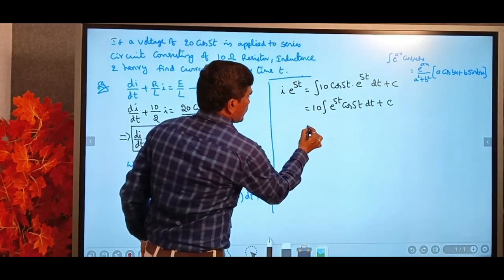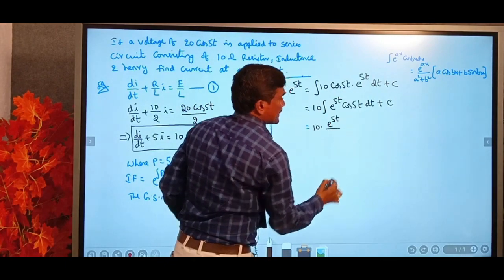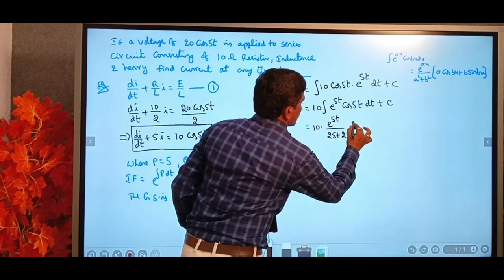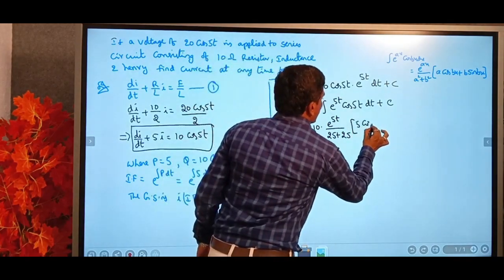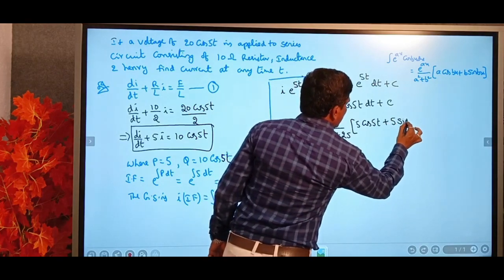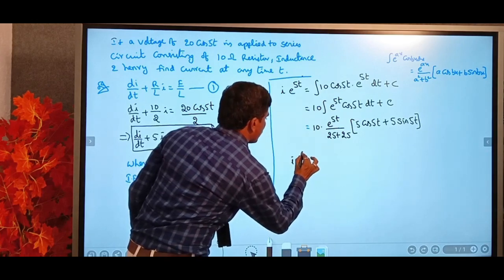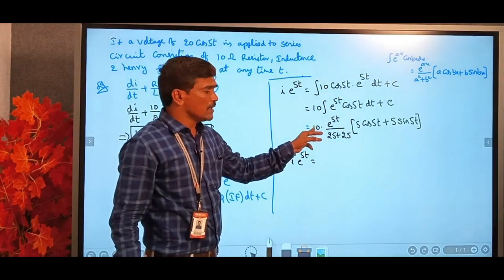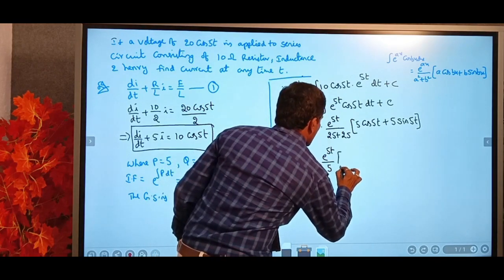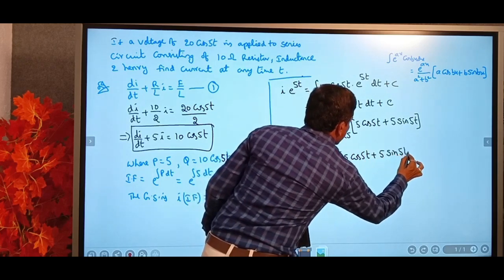Now using that formula, 10 is constant. So e power 5t by a square plus b square, a is 5, b is also 5, so 5 square plus 5 square, so 25 plus 25, into a cos bx. Here the function is in t, so write 5 cos 5t plus b sin 5t, b is 5. Right, now I times e power 5t is equal to 10 over 50, so 5 times cancels. Finally what we get here is e power 5t by 5, take 5 common also, then write cos 5t plus sin 5t, right.